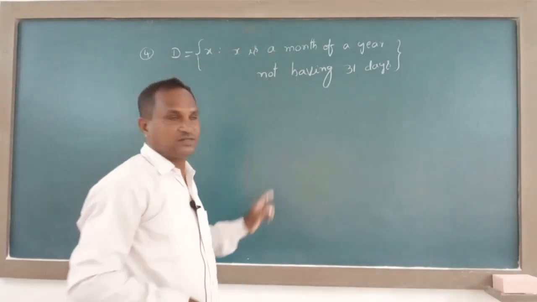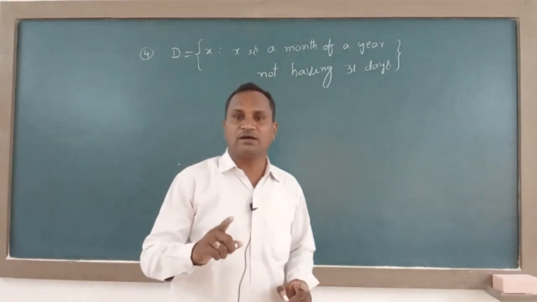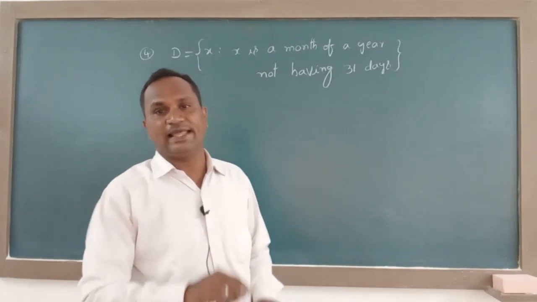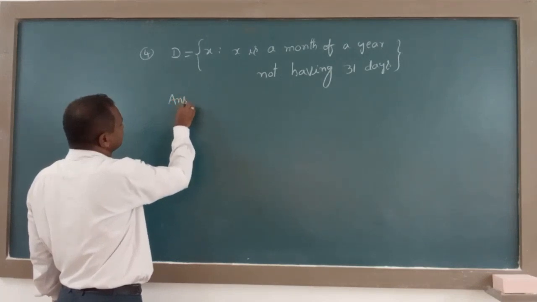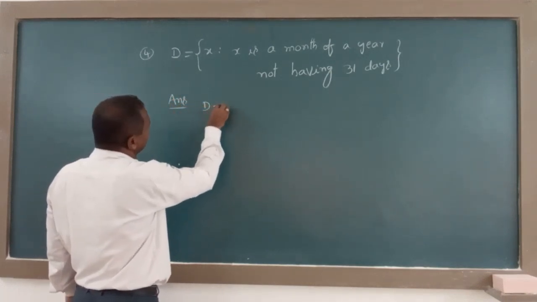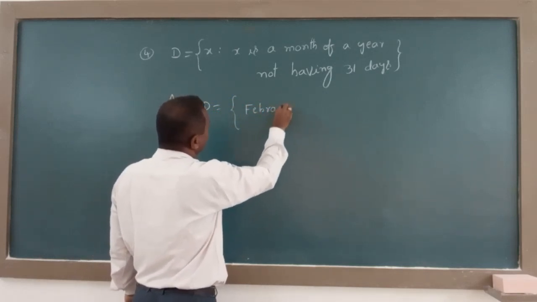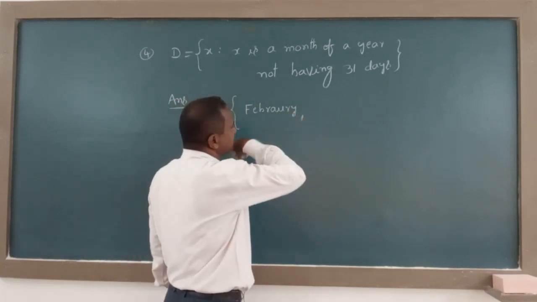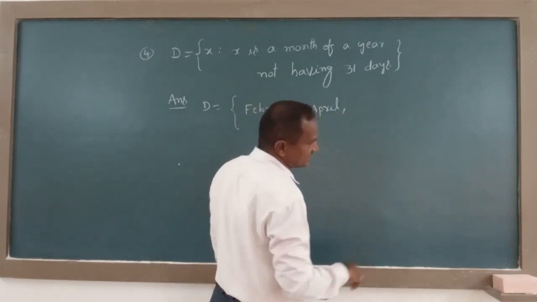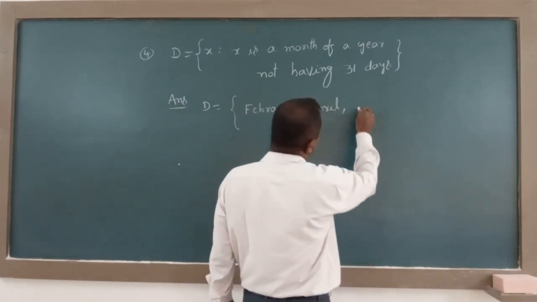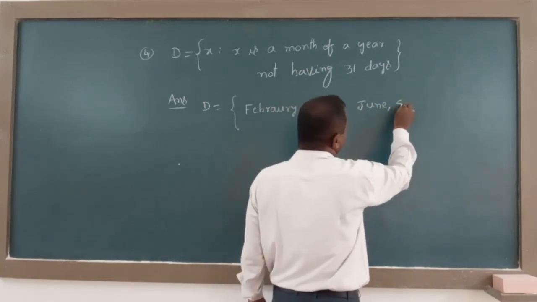That means the answer for this question is that we write the names of the months which do not have 31 days. D is equal to: first month is February, next month is April. These types of months do not have 31 days. April, and afterwards June, next afterwards September.